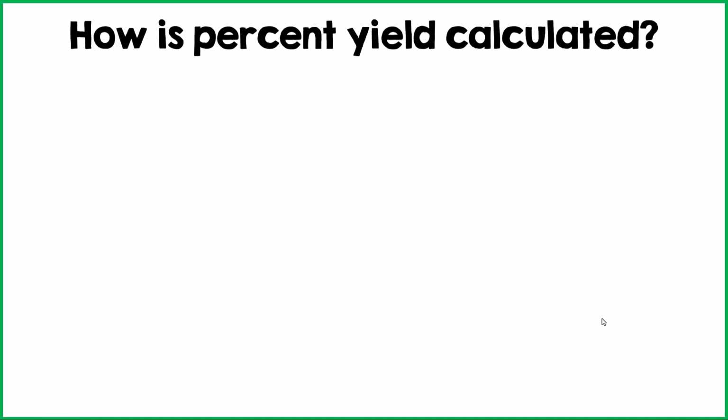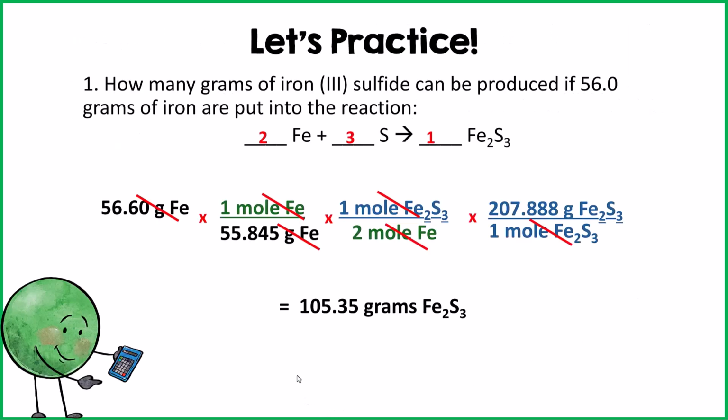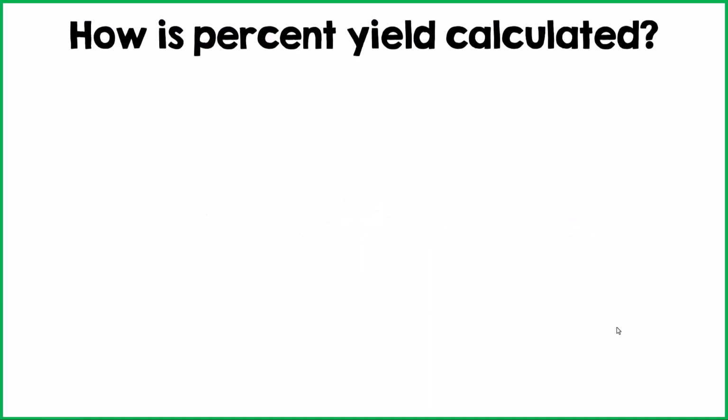So how is percent yield calculated? Well, the percent yield compares the theoretical yield, which is calculated using stoichiometry, just like we did, the 105.35 grams of iron sulfide. This is our theoretical yield, what we should be able to get theoretically from this amount of iron.